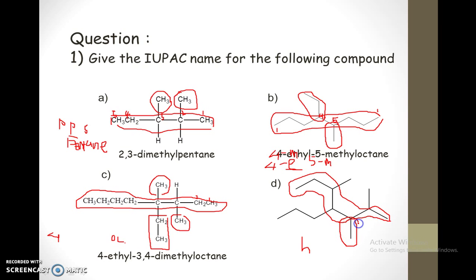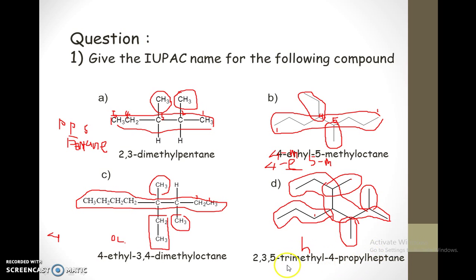So this is first, second, and third, similar of the methyl group. Okay, methyl. So this is carbon CH3, first carbon, so methyl. So there are 3 similar methyl groups, and here is 1 2 3, propyl. So the answer is 2,3,5-trimethyl-4-propylheptane.